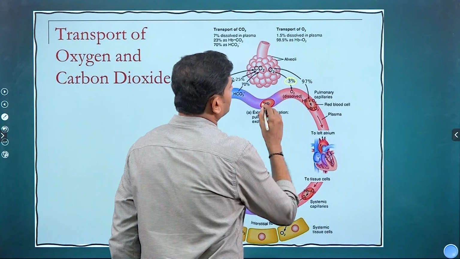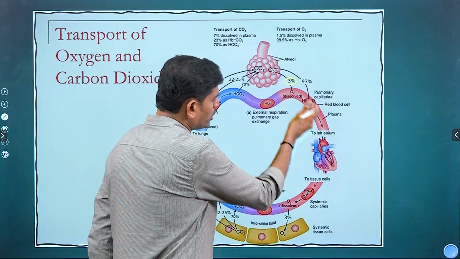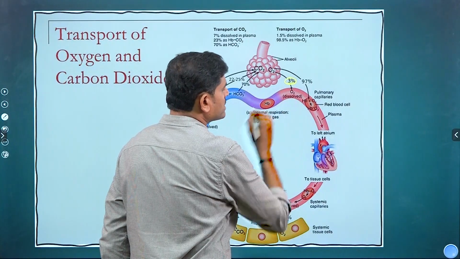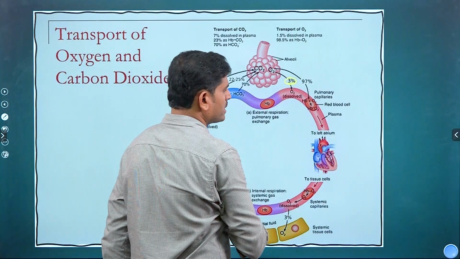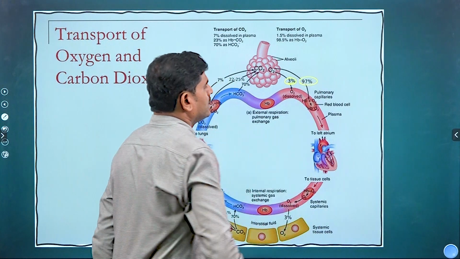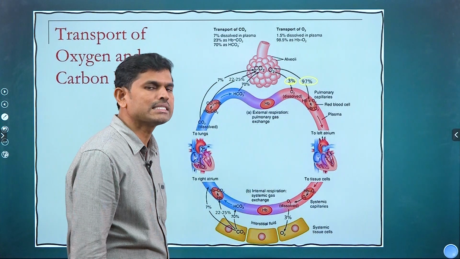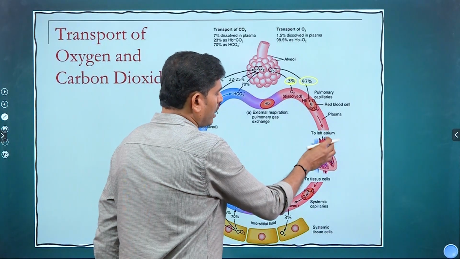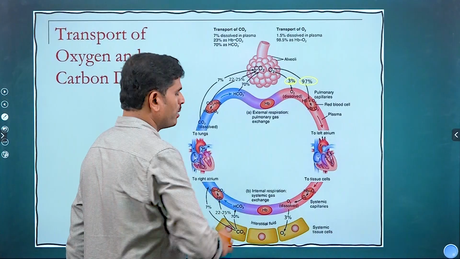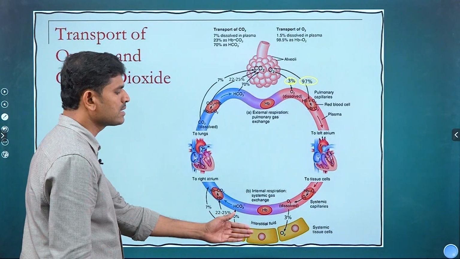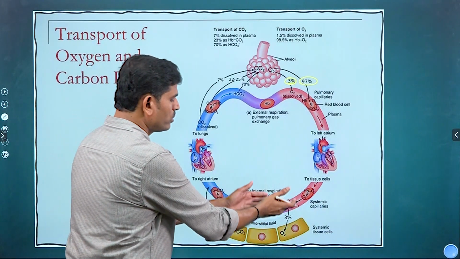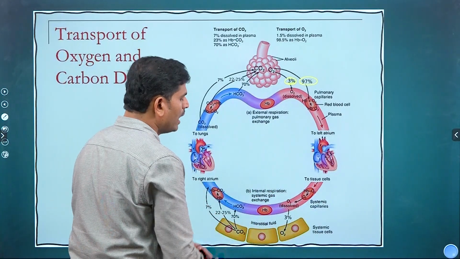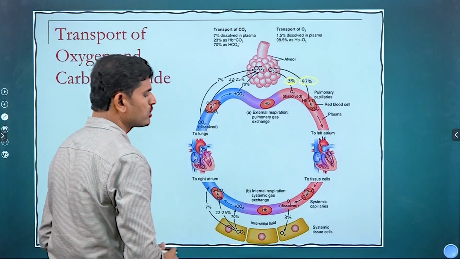Oxygen will be transported through the blood in two forms: as dissolved oxygen, 3%, and as oxyhemoglobin, 97%, through the RBC. Now this comes to the heart, and from the heart it is pumped to the tissues. In the tissues the partial pressure of oxygen is low, so the 3% and 97% will be released and exchanged with carbon dioxide.